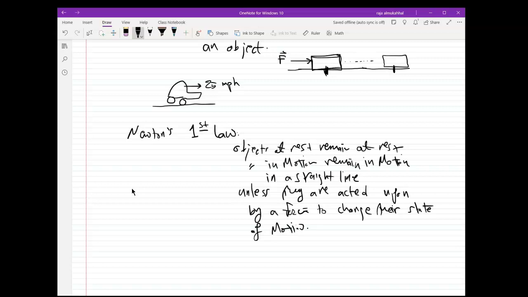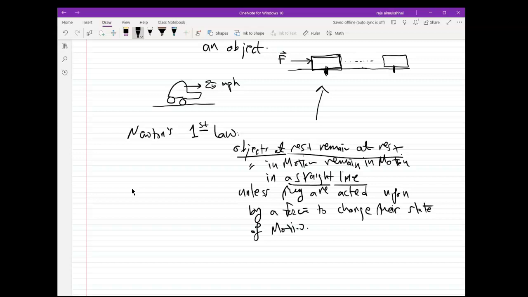So again, I want to read it while we're looking at the example of the box here. We have an object at rest, remaining in the state of rest. And if you have an object that is in motion and there are no forces on it, that object is not going to stop, because in order for it to stop, there has to be a force to stop it. You see what I'm saying? So if it's in motion, it will stay in motion, but in a straight line.